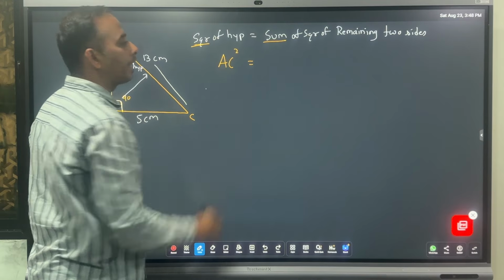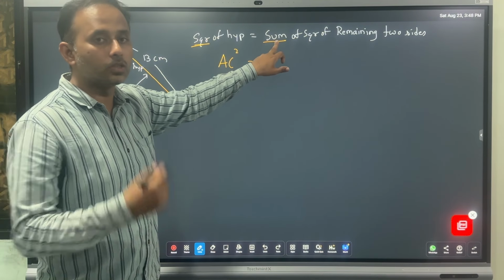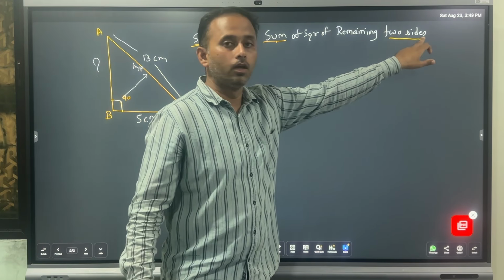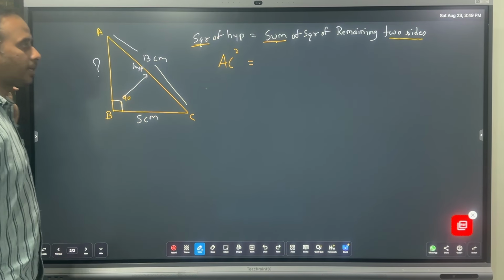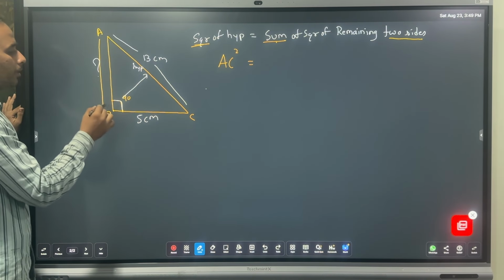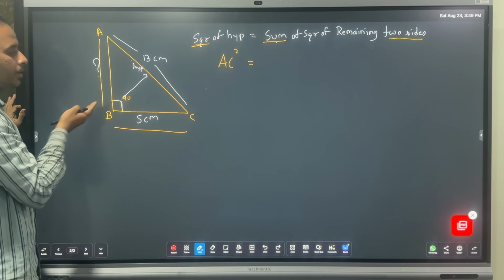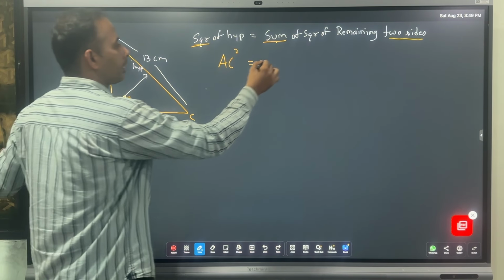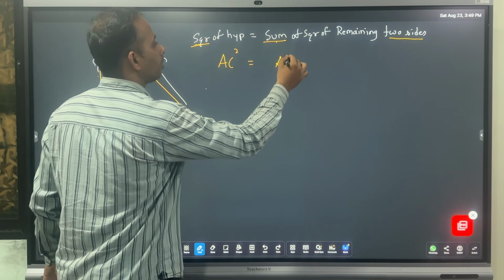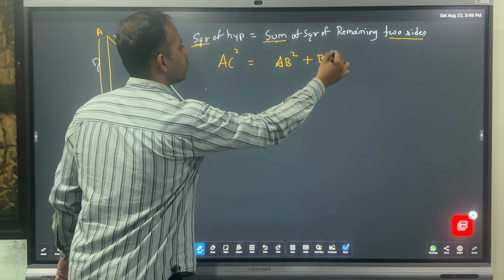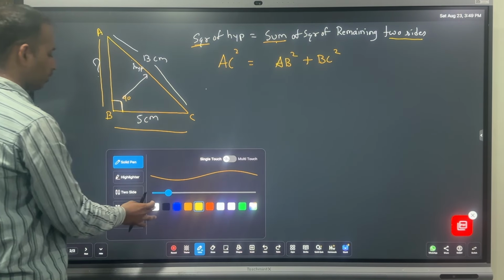Now we have to add it. Sum means add. Which ones to add? The two sides. Which of the sides are remaining? You can see AB is remaining and BC is remaining. AC is already written. AB side is remaining and BC side. So here I will write AB square plus BC square. Let us substitute the values now.